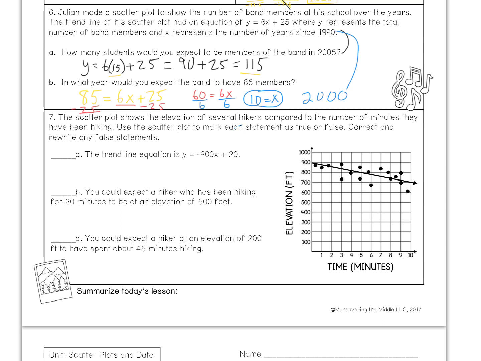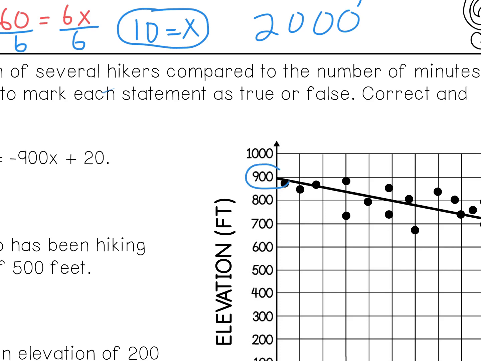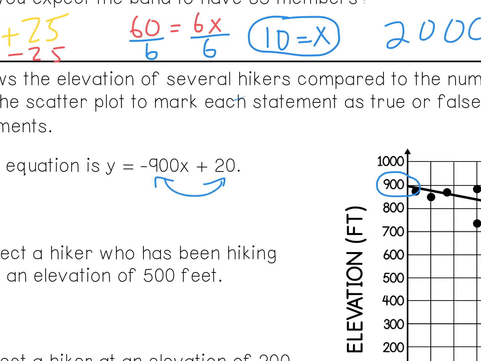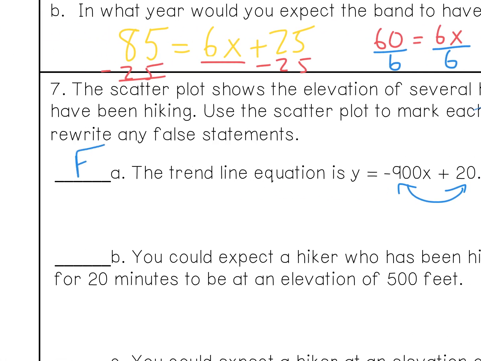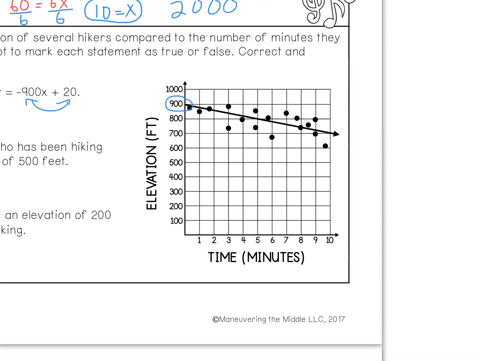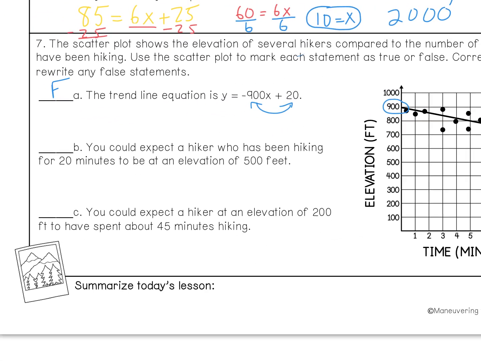Okay, so the first statement is the trend line, y equals negative 900x plus 20. Yes or no? Okay, why is it no? Where does it cross the y-axis? 900. So what did they do with these two things? They flipped them. So false. You could expect a hiker who has been hiking for 20 minutes to be at an elevation of 500 feet. False. Well, how do you know that?